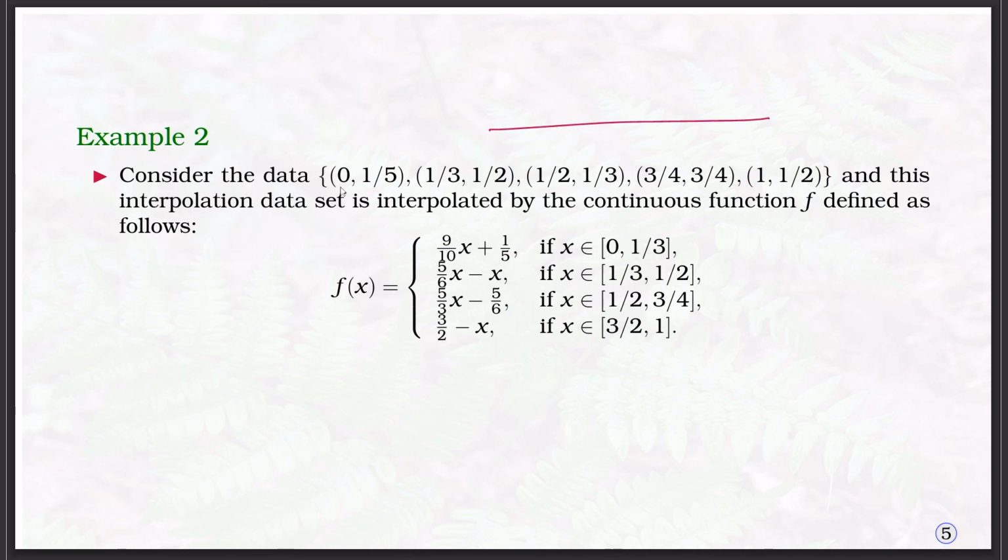So, the x axis is 0, 1/3, 1/2, 3/4 and 1. So we have 4 intervals, therefore we need 4 functions. In each interval we need to find the line joining 2 points. Applying the same formula, one can get these piecewise functions.